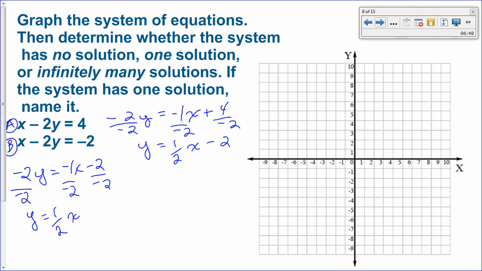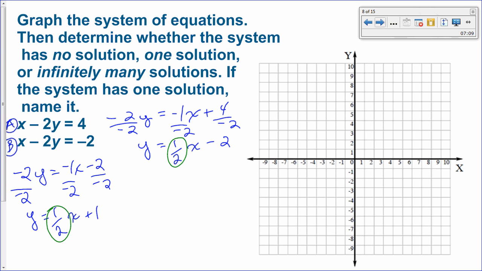What would that be? Plus 1? Okay, what do you notice about these two equations? You're right. Same slope, different y-intercept. So what's going to happen with these two lines? They're going to be parallel.